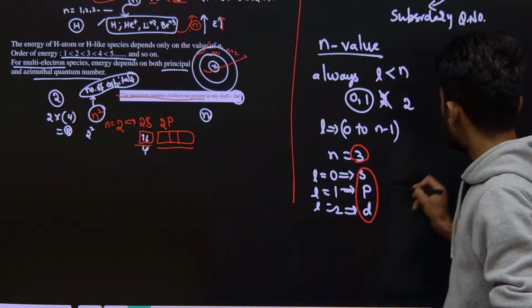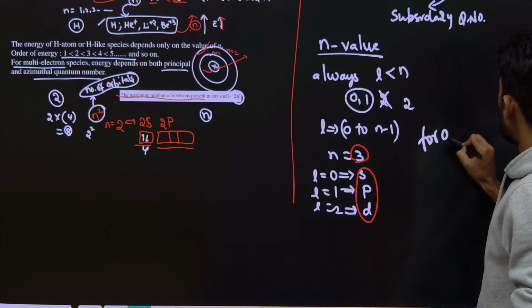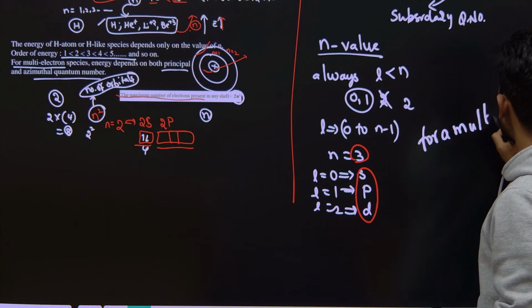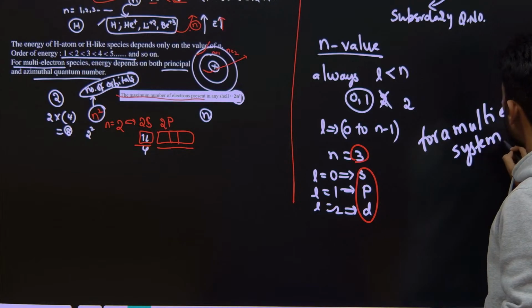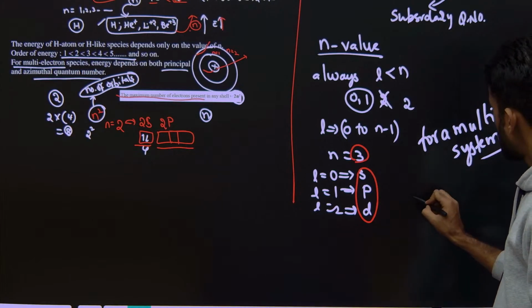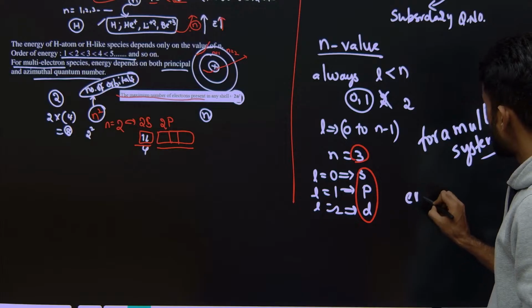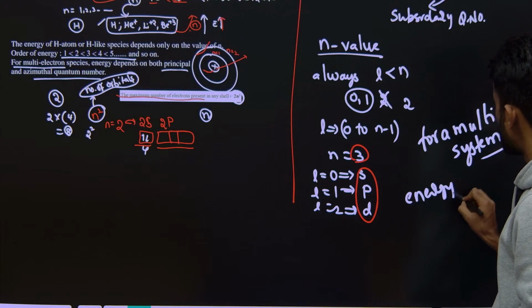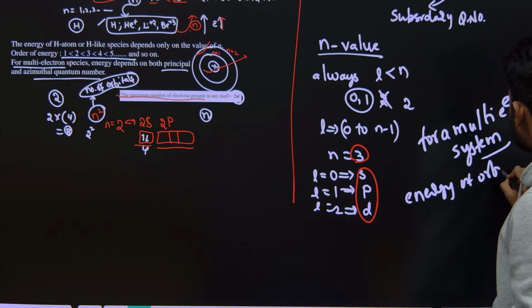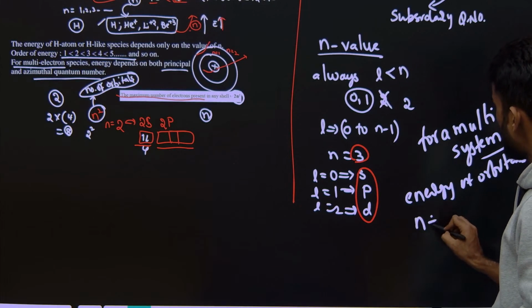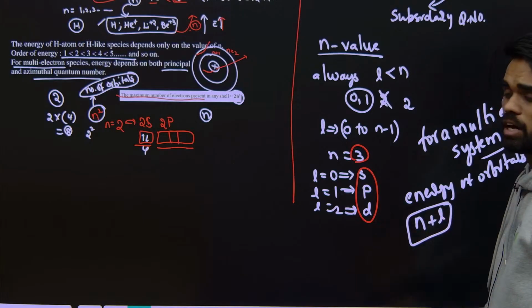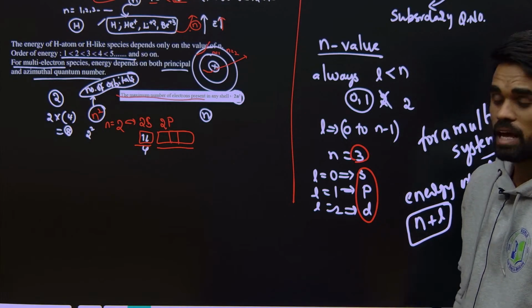So what I told you, for a multi-electron system, I am saying the energy of orbitals depends upon the n plus L value. What I am saying, energy depends upon n plus L values.